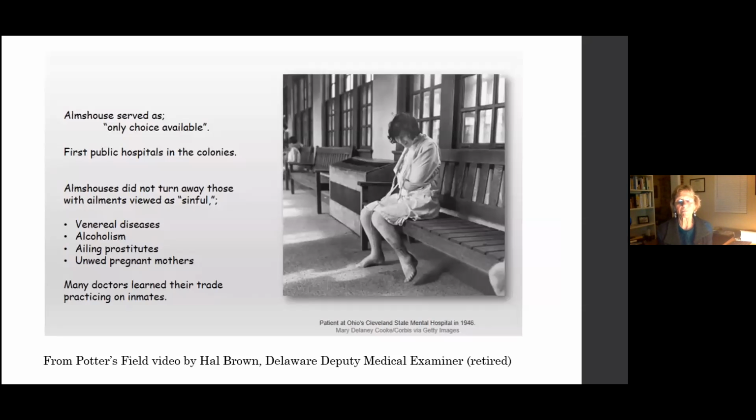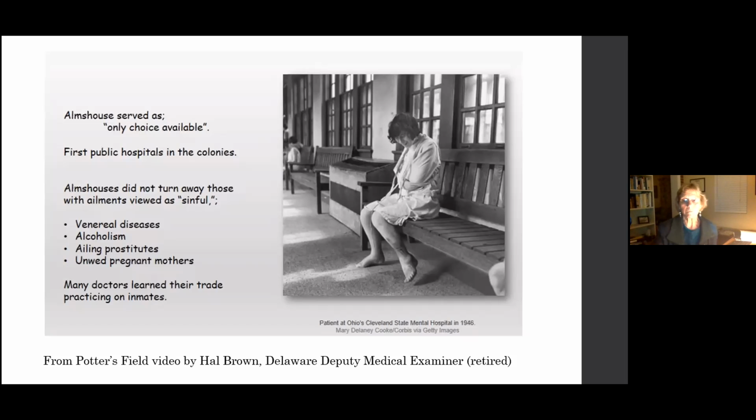Anyway, Hal Brown put together a very interesting video about the Potter's Fields in Newcastle County. And he talks a little bit about the almshouses and how they were really the only choice available for a number of people who lived in pretty dire circumstances.